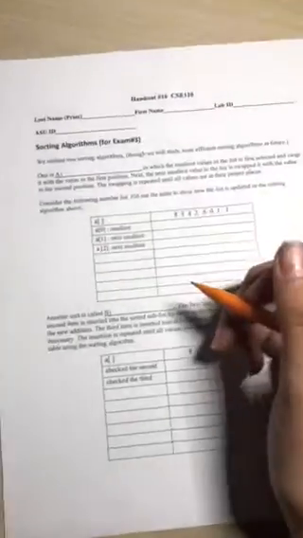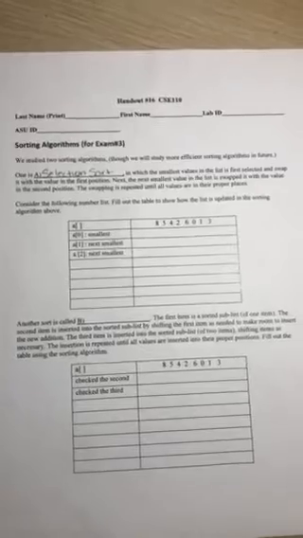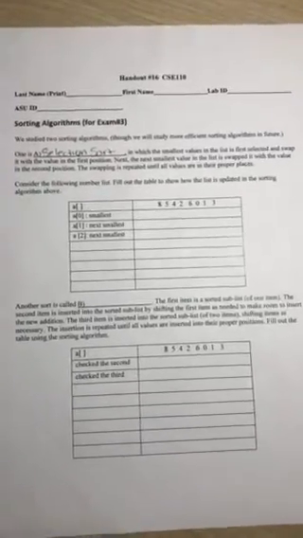Okay, for handout 16, we're going to study two sorting algorithms. One is selection sort, in which the smallest value in the list is first selected and swapped with the value in the first position.